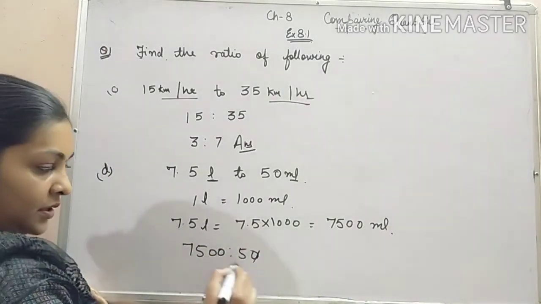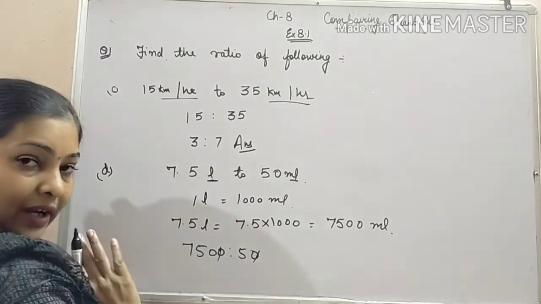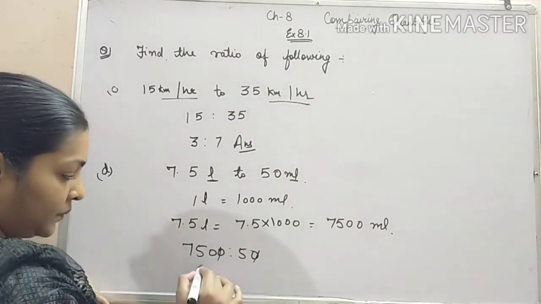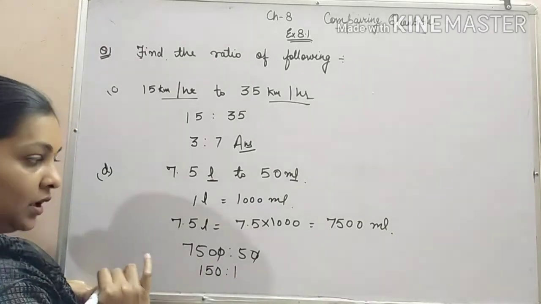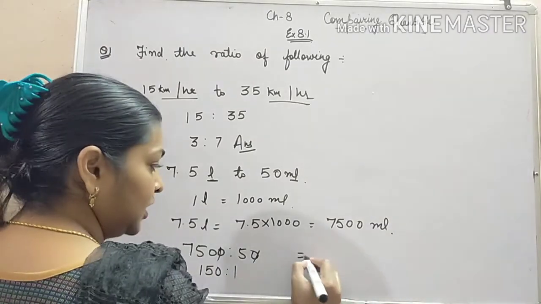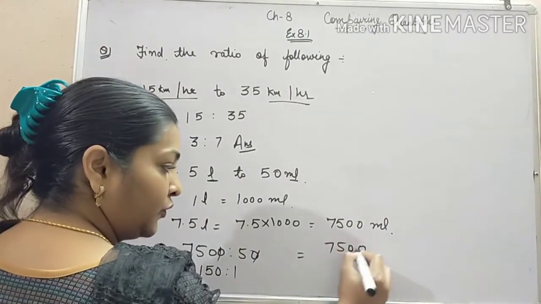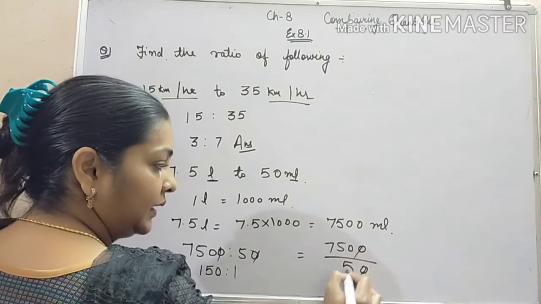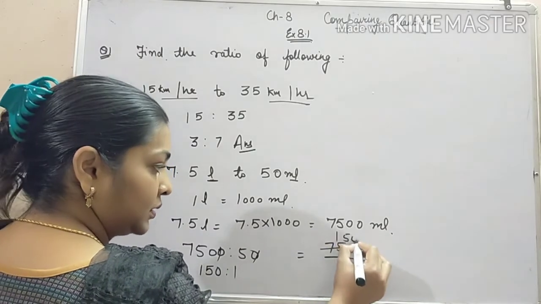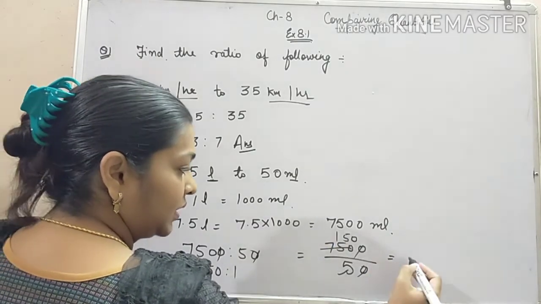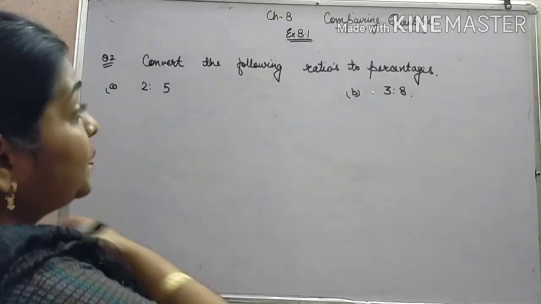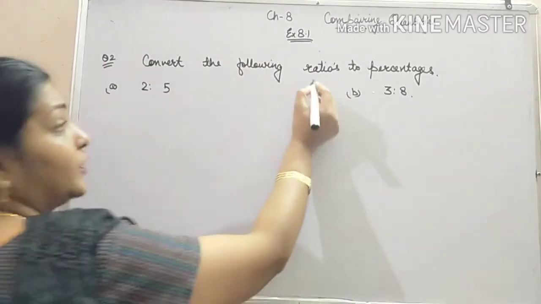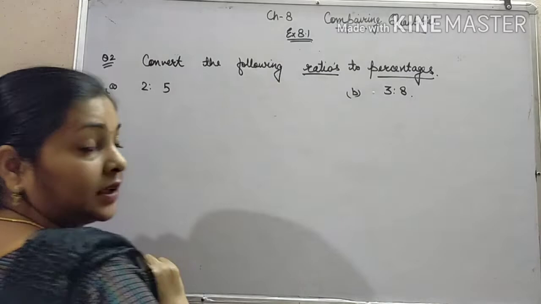One method is you can divide it directly. Now by 5 it will be 150 is to 1. Or the other way is you write it in the fraction form and then cancel it out. Both the methods will be equivalent. The next problem is conversion of ratios to percentage.